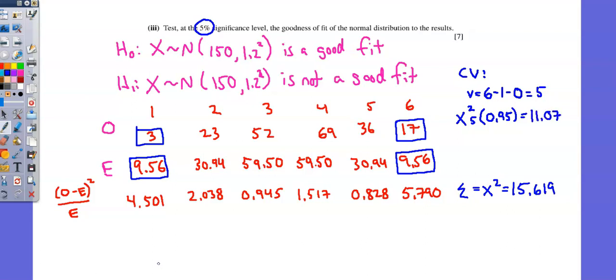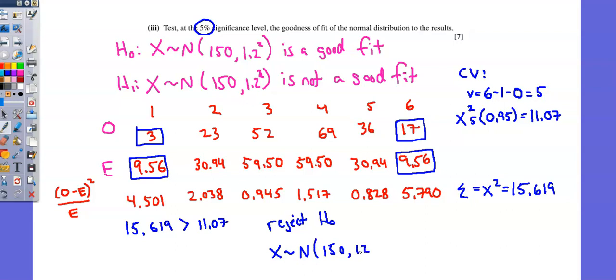And we get 11.07. With the test statistic and the critical value, I can compare. 15.619 is greater than 11.07. The test statistic is greater than the critical value, therefore I reject the null hypothesis. Looking up at the top, what's my alternative hypothesis? That's what I'm going to state as a conclusion or an explanation of my rejection. Applying the normal distribution to the variable with a mean of 150 and a variance of 1.2 squared is not a good fit. This completes the requirements for question 11b.